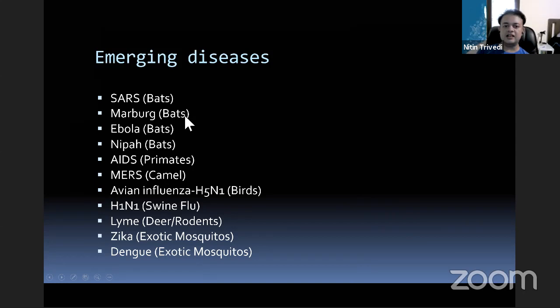You see, SARS is from bats, Marburg is from bats, Ebola from bats, Nipah from bats, AIDS from primates, MERS from camel. I told you, Middle East respiratory syndrome is from camel. Avian influenza H5N1 is from birds. H1N1 is actually swine flu, meaning pig. Lyme is from deer and rodents. Zika and Dengue from exotic mosquitoes. So bats are coming to be very dominant.